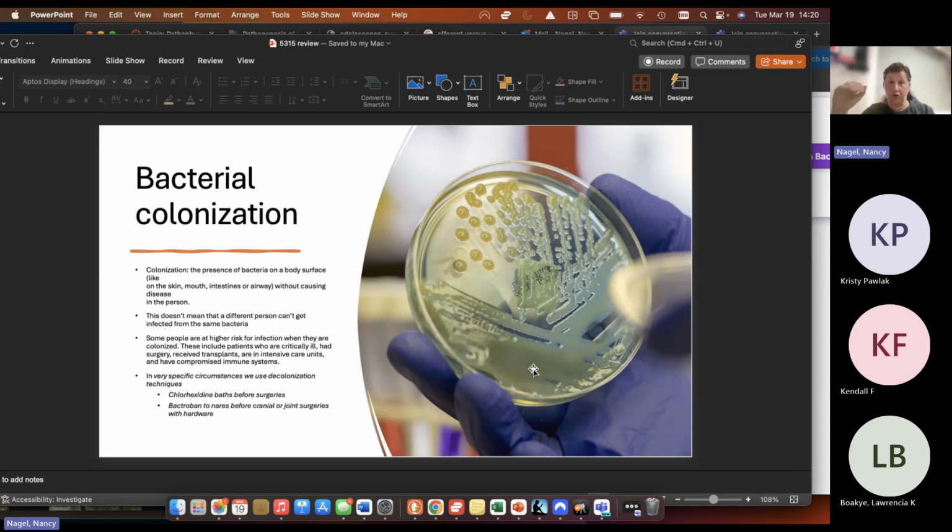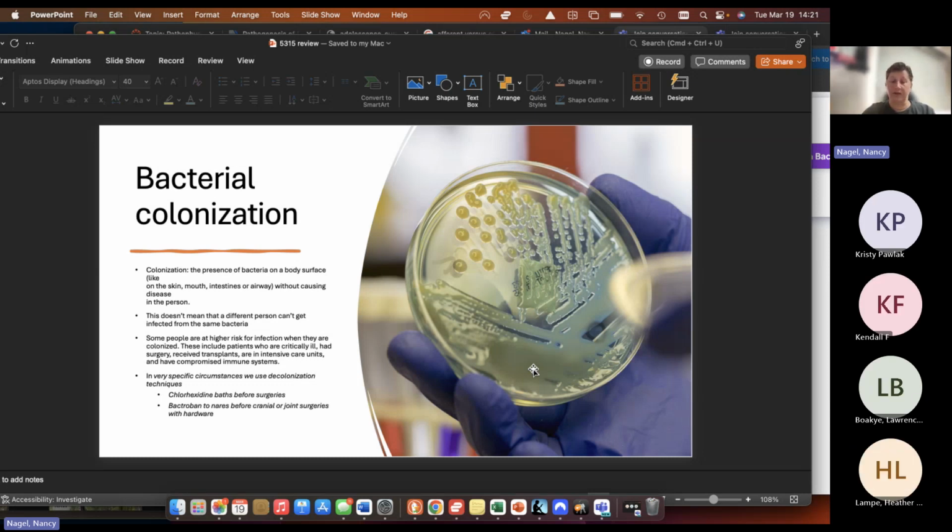But bacterial colonization, normal thing. The patient usually does not get sick from it. It's not something that we worry about, except for in certain circumstances.